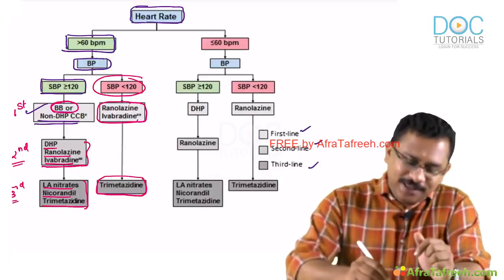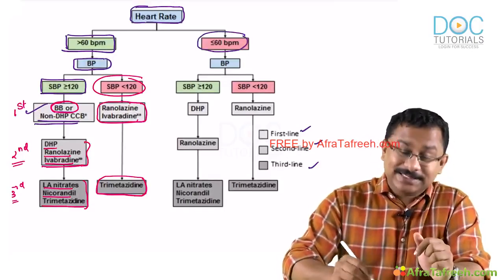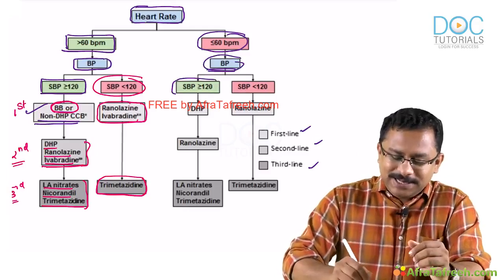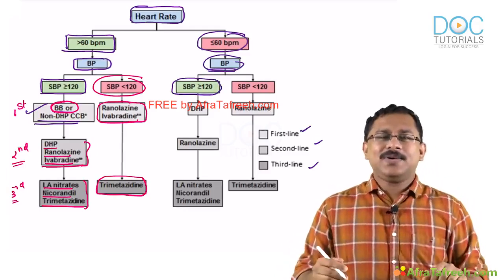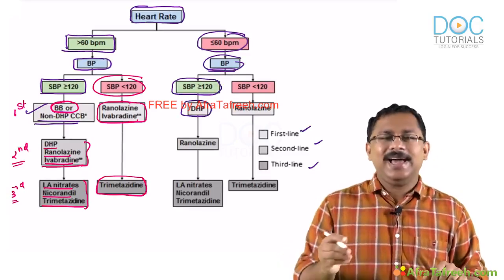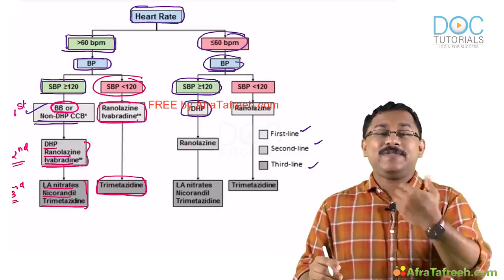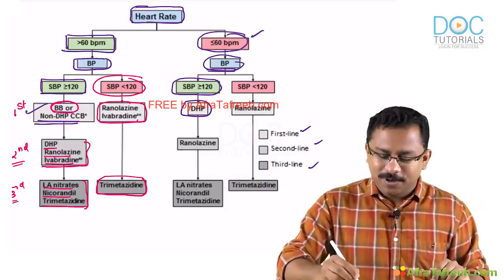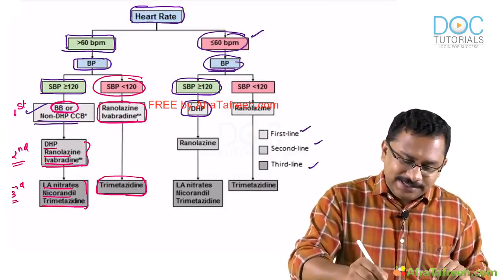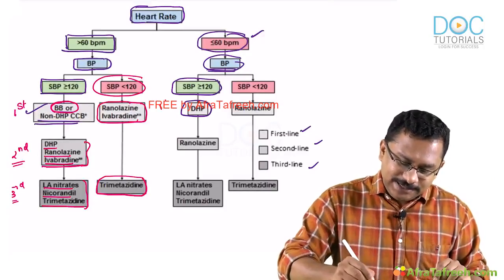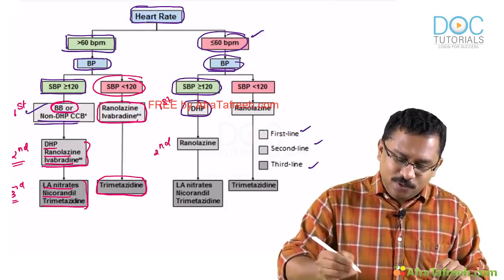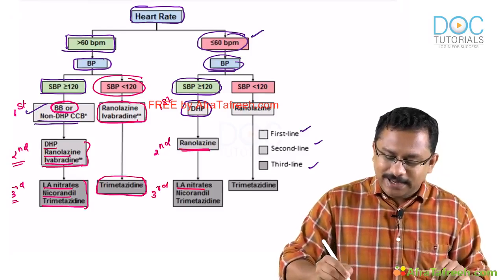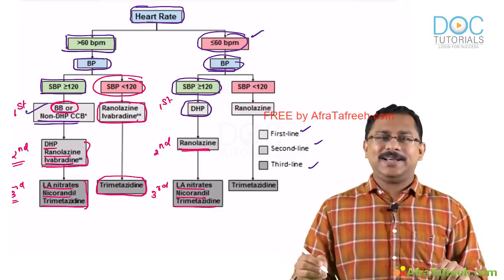Now what if the heart rate is less than 60? There again you look at the blood pressure. If the blood pressure is more than 120, then you can go for a dihydropyridine calcium channel blocker, which will cause some reflex tachycardia also. So heart rate less than 60 is not much of a problem. That will be your first line agent. Then as second line agent, you can go for drugs like ranolazine, and as third line, long acting nitrates, nicorandil or trimetazidine.